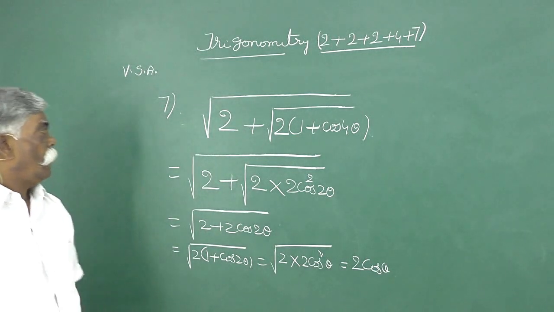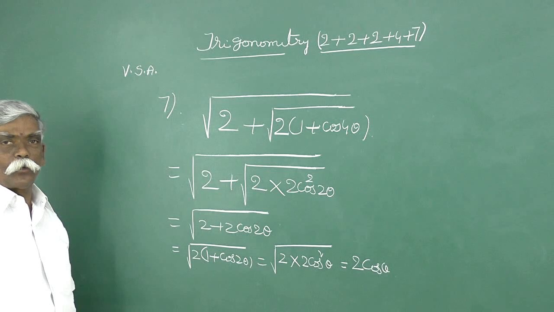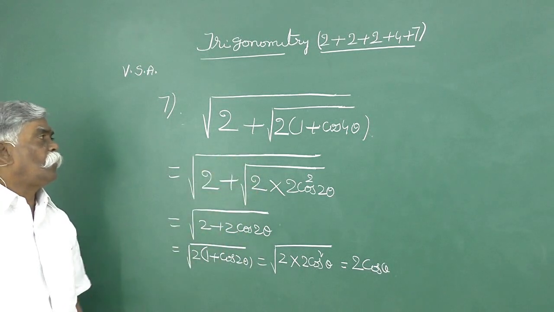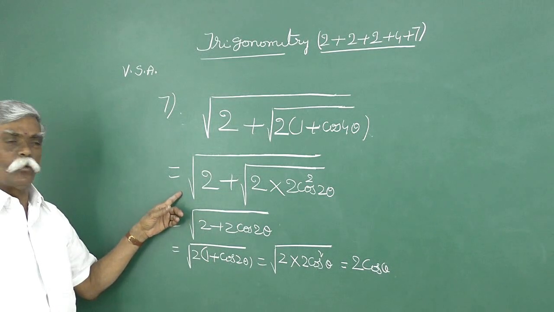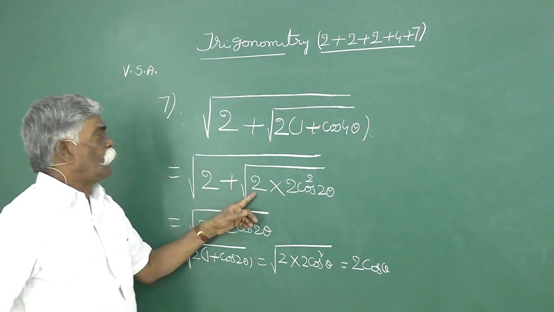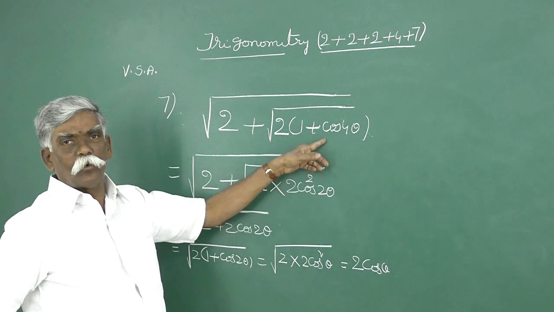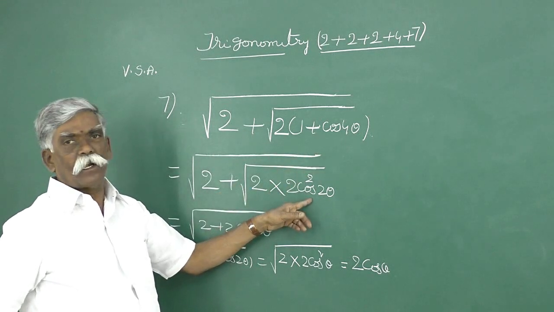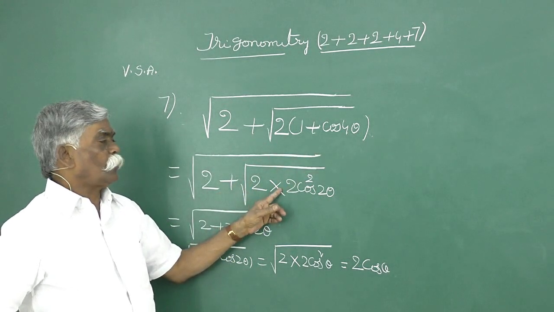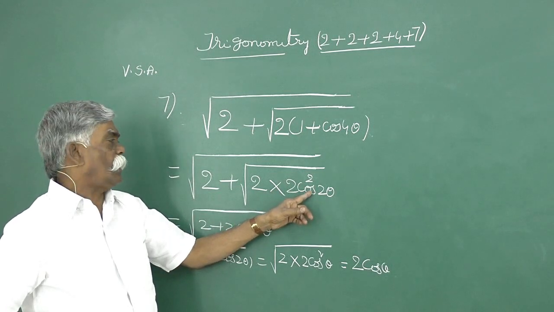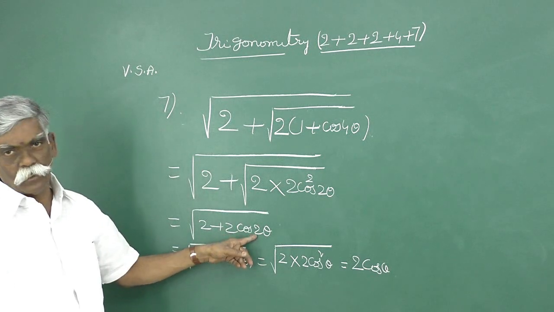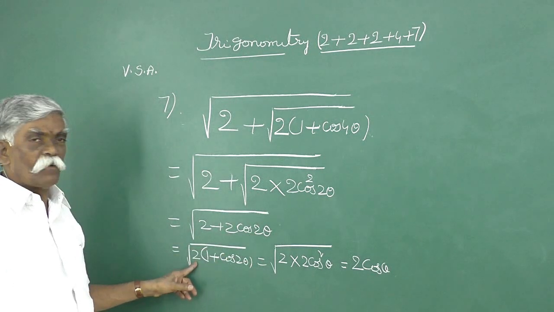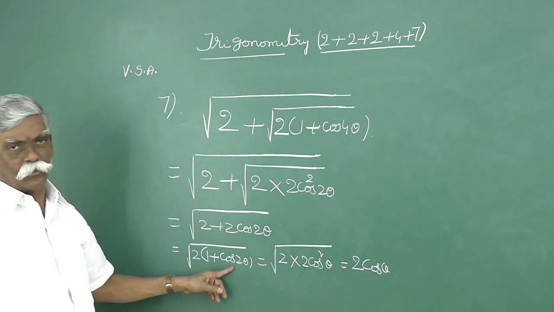So square root of 2 plus square root of 2 into 1 plus cos 4 theta. That is equal to square root of 2 plus square root of 2 into 1 plus cos 4 theta, which is 2 cos square 2 theta. 2 into 2, 4 cos square 2 theta. When this root is applied, we will get 2 cos 2 theta. On taking 2 as common factor, inside we will get 1 plus cos 2 theta.